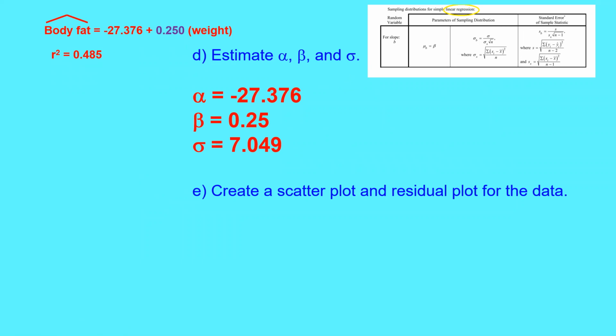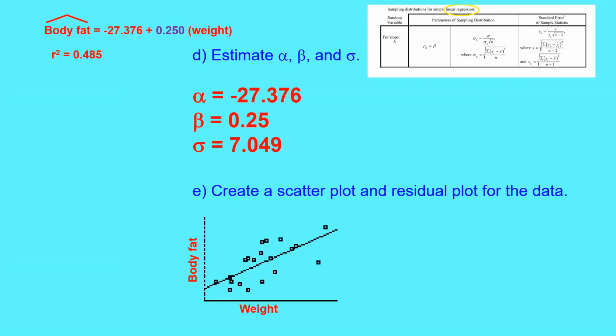So create a scatter plot and a residual plot for the data. From your calculator, you can hit menu, quick graph, scatter plot, and change it if it defaults otherwise. The body fat scatter plot would look like this with weight and body fat. And once you have the scatter plot with the least squares regression line, you can then plot the residual plot.